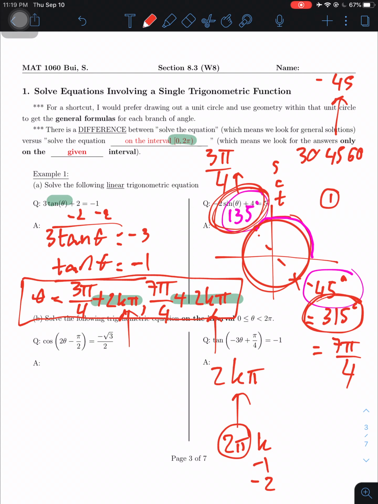And what is k in here? I forgot to tell you guys. K in here, as you can see, is actually an integer. So make sure on the test you tell me that k is an integer, okay? Just include it as a part of the final answer.